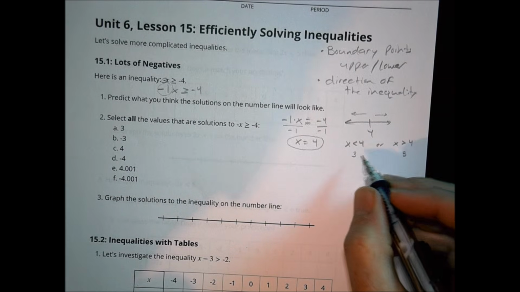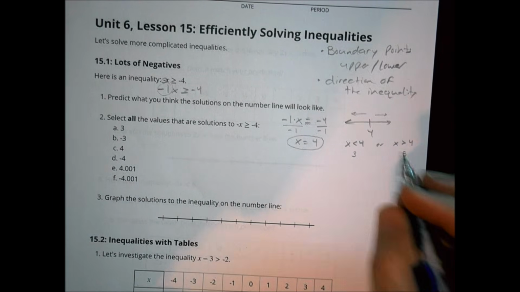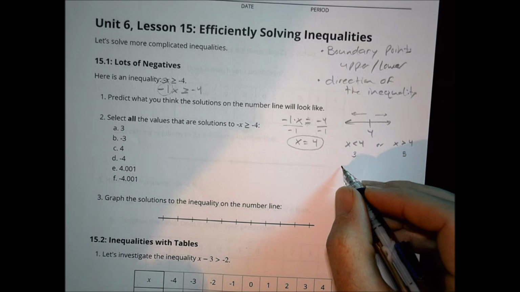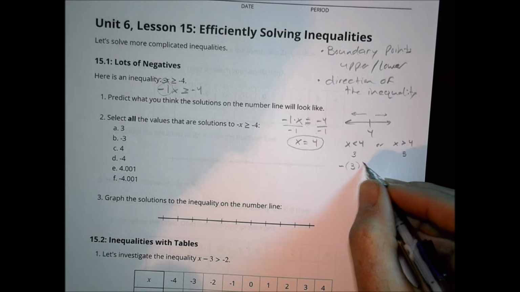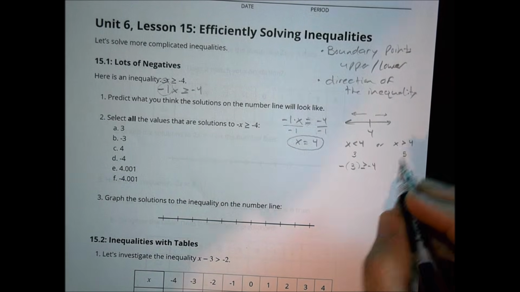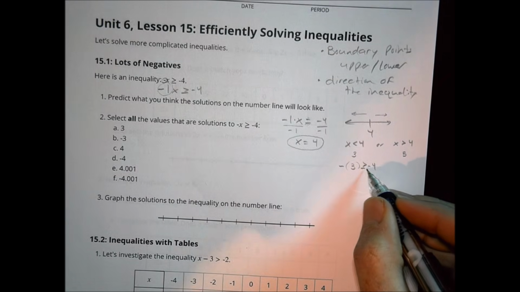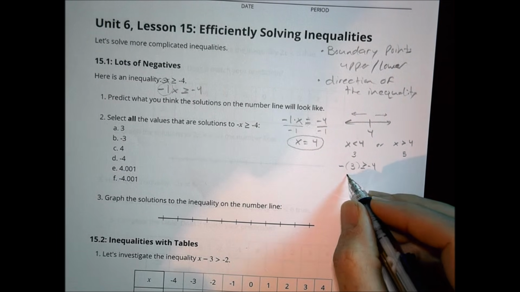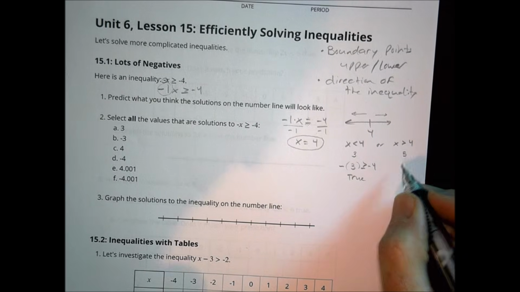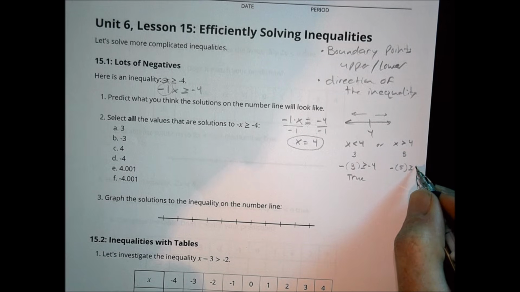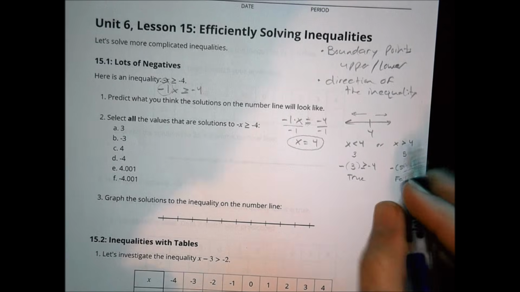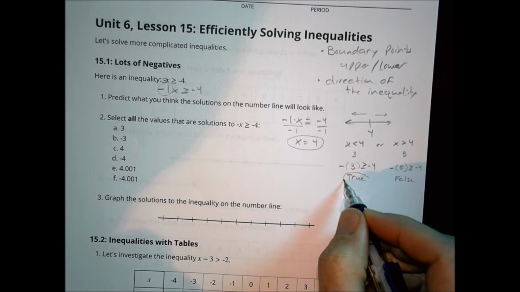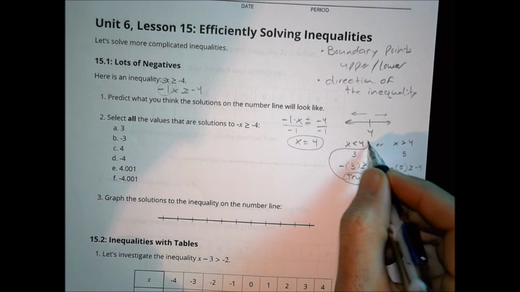Now I can take the number I'm testing and use some reasoning skills to see what happens. If I put a negative, and this is where the x is, 3, is negative 3 greater than or equal to negative 4? Yes, it is, so this is a true statement. Over here, if I use the 5, negative 5, is that greater than or equal to negative 4? In that case, that would be false. It's a false statement.